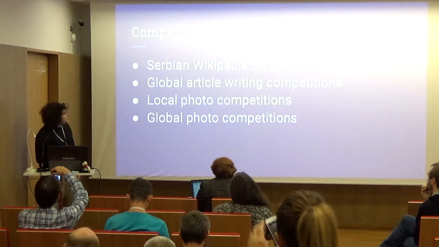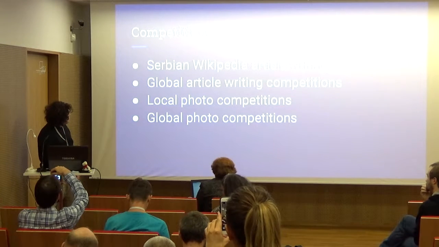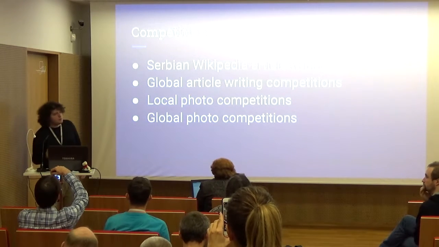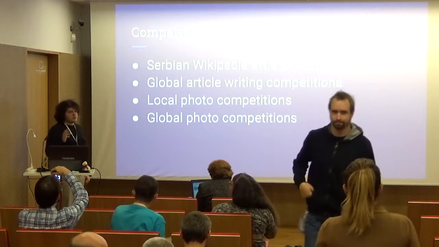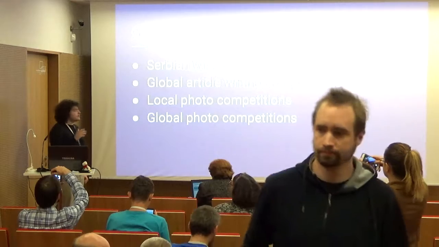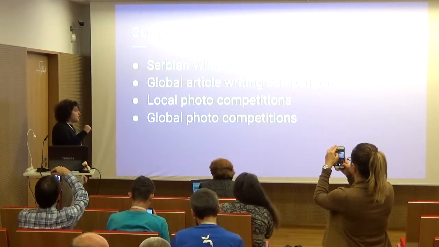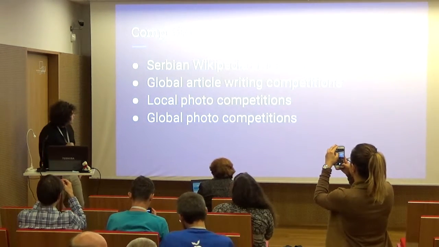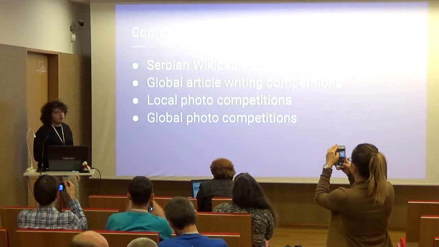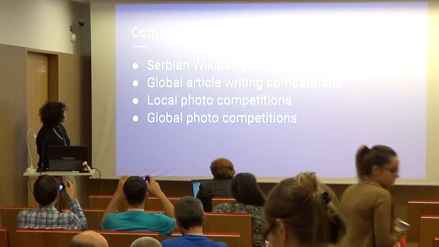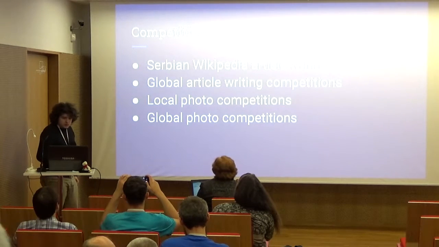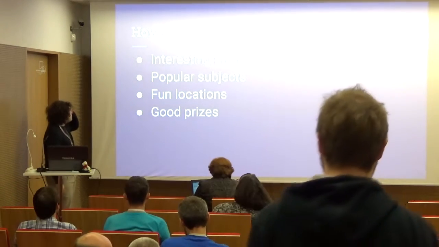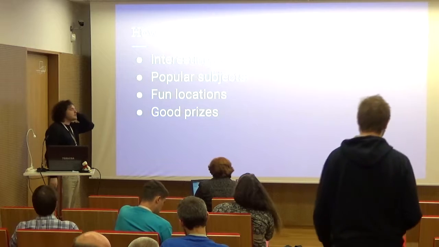Global article writing competitions such as CEE. Local photo competitions where we organize competitions locally, taking photos of Serbia or other things that we need from GLAM projects and stuff like that. And we have global photo contests like Wiki Loves Earth and Wiki Loves Monuments. That's just a brief introduction. So we are going to the main stuff: how to motivate contestants.